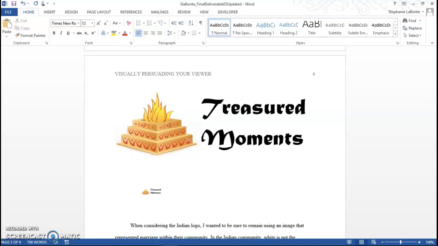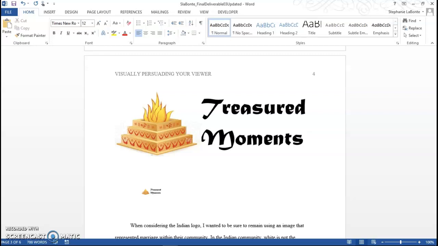When considering the Indian logo, I wanted to be sure to remain using an image that represented marriage within their community. In the Indian community, white is not the traditional color for weddings. In their culture, red and yellow are the colors most often used during marriage ceremonies, so I made sure to use these colors in my logo.